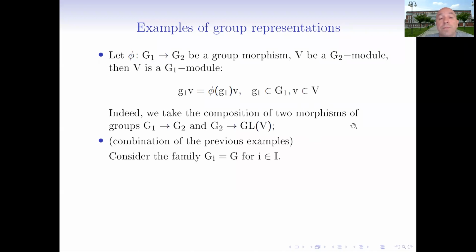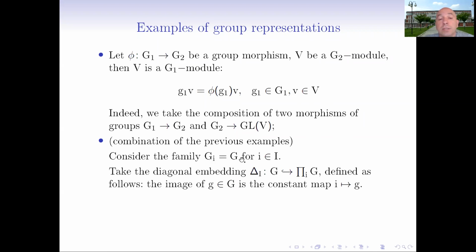And now the combination of previous examples. Consider the family of groups parameterized by I, such that all components are copies of the same group, probably an infinite number of them, so I can be infinite. Now we take the diagonal embedding, delta I, from G to the product of all Gi's, but here this is the product only of I copies of G, which is defined as follows. So the image is a constant map from I to G. The image is always G inside G.